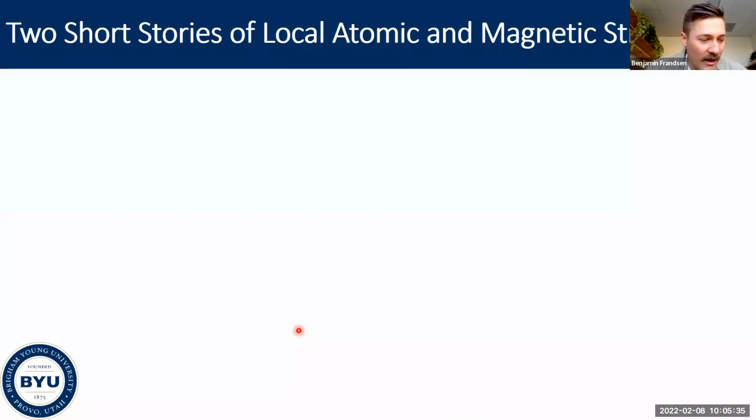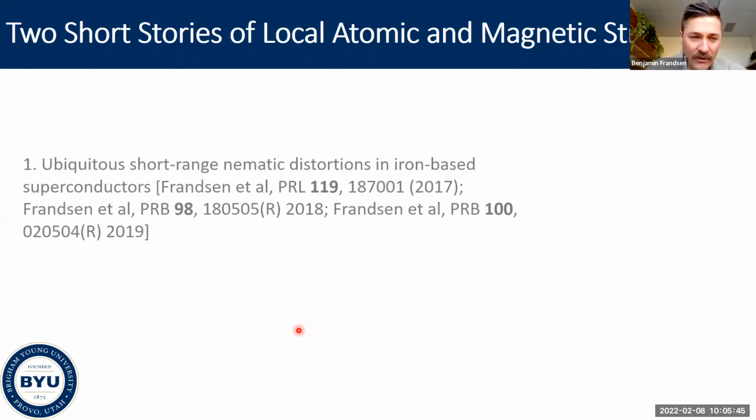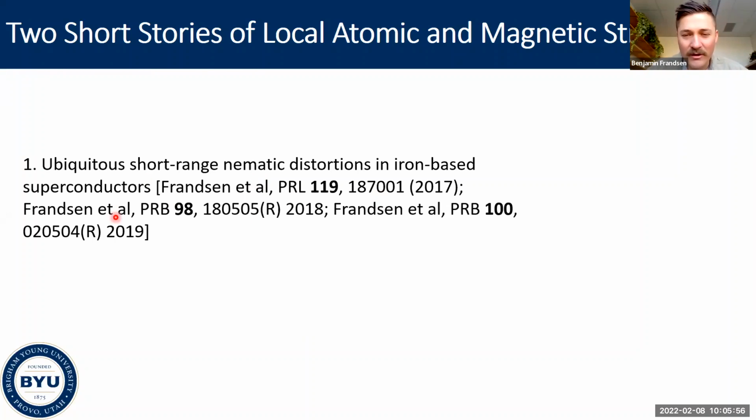So let me give a quick outline of my talk. I'm going to tell you two short stories today about local atomic and magnetic structure and how that's important for understanding the properties of materials. The first story is about ubiquitous short-range nematic distortions in iron-based superconductors. And this is a couple years old now. Here are some papers that you can see they're a few years old. There's probably one or two more papers that I need to write on this topic before I really wrap it up. But this was a big part of what I did during my postdoc, and have continued to some extent in my current position. That's the first story.